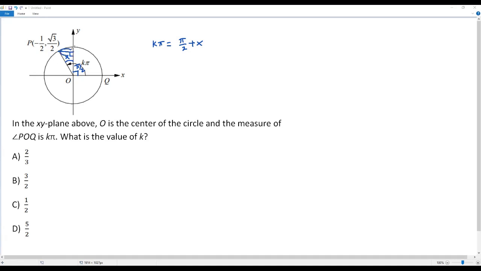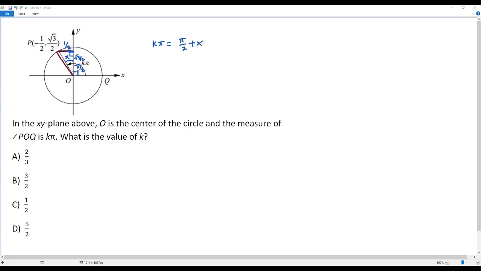And to get the length of this horizontal line segment, consider the x-coordinate of the point P. It's negative 1 over 2. Since the length is always positive, we have to take this value as positive. So the length of this horizontal line segment is positive 1 over 2. And to get the length of the vertical line segment, we have to consider the y-coordinate over here. That is square root of 3 over 2.